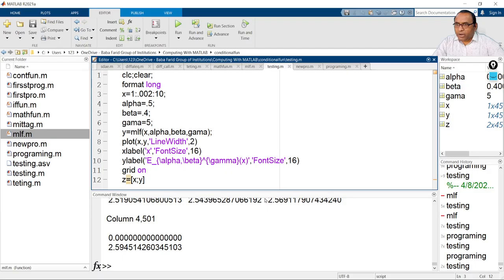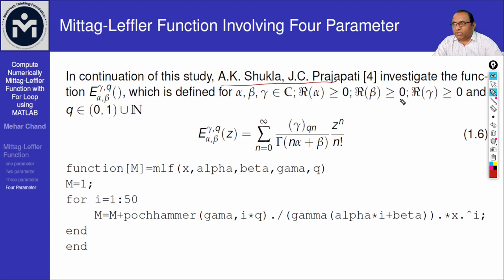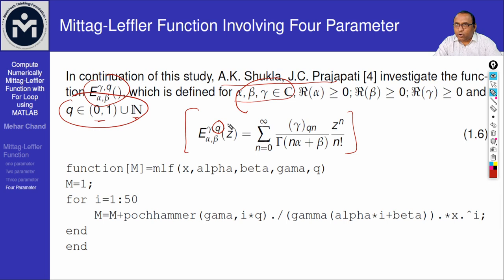Now again, in the case of this study, A. K. Shukla and J. C. Prajapati investigate a function of this type involving four parameters alpha, beta, gamma and q, where alpha, beta, gamma are complex numbers and the real parts of all these are greater than or equal to zero, where q belongs to (0,1) union, okay, and the function is defined in this way. So the difference between the previous and the present is that the q parameter is involved at this place. So this is the only change we need to make in our program.